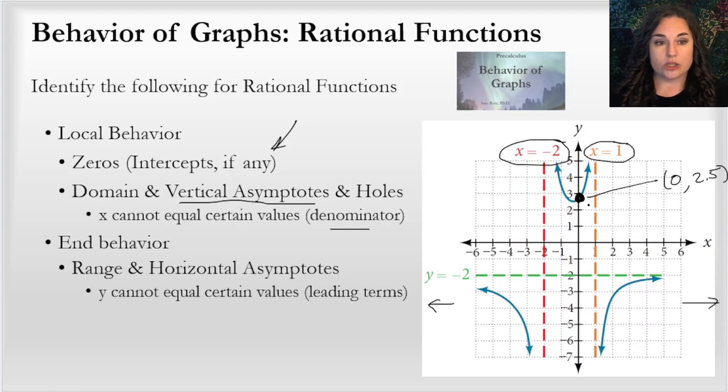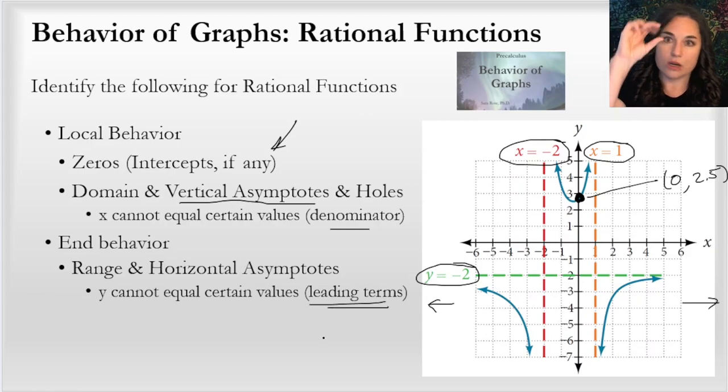Depending on leading terms, right? When we look at the range in here, there's going to be an area in here where the function will never have a value. And that's kind of interesting. So horizontal asymptotes, you can see on here there's a horizontal asymptote. And y cannot equal certain values based on the leading terms of the numerator and the denominator. And I will talk about that in a few slides from now.